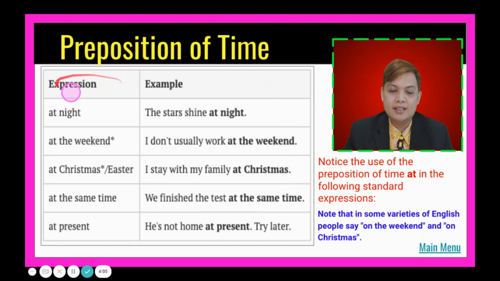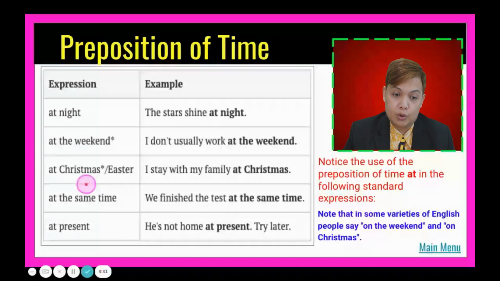Now, let's take a look at the following expressions and how we use them in a sentence. Alright, so at night. We use at night in sentences similar to this: the stars shine at night. Next, we have at the weekend. We use it like this: I don't usually work at the weekend.